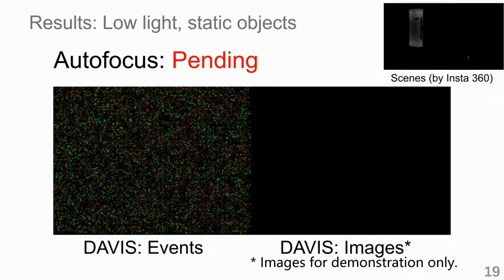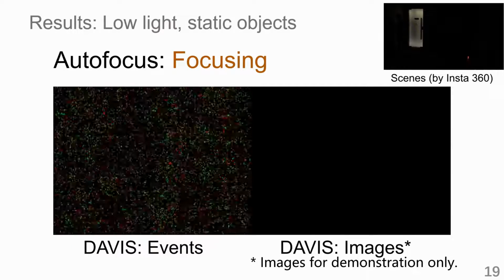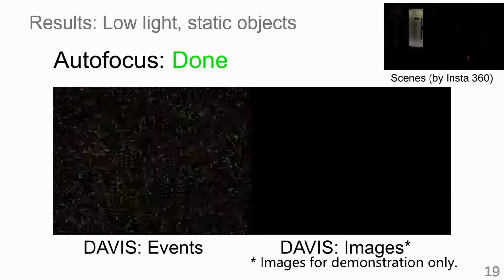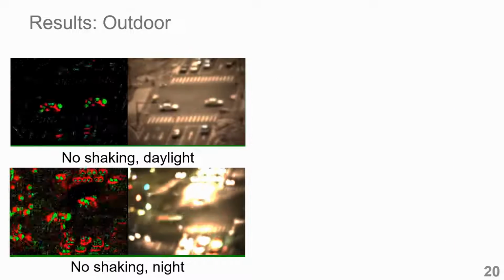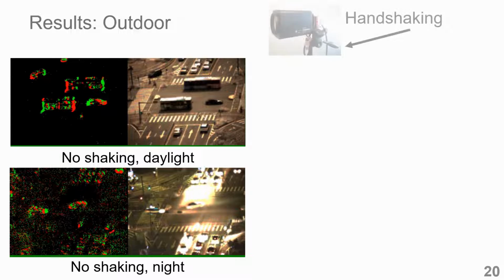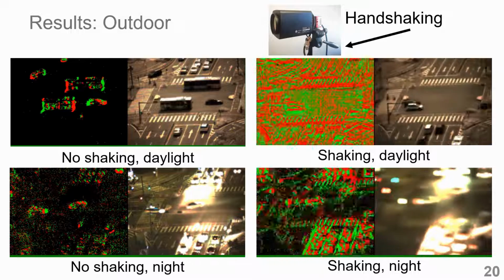Then, we focus on a static object in extremely low light. Even under heavy noise, events can be generated only by the focus breathing effect. The focusing result is still accurate. Our method also works well in challenging outdoor conditions. We also introduced handshaking to the camera system, and the system can still robustly work.